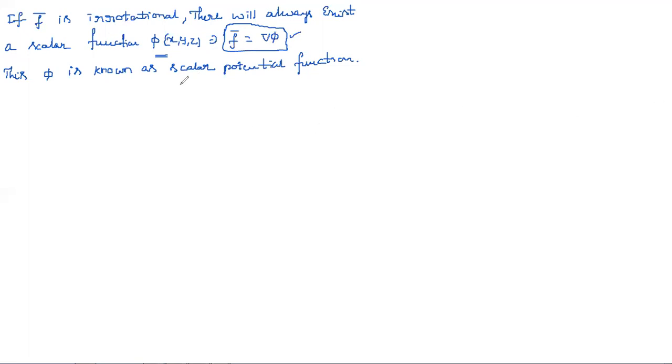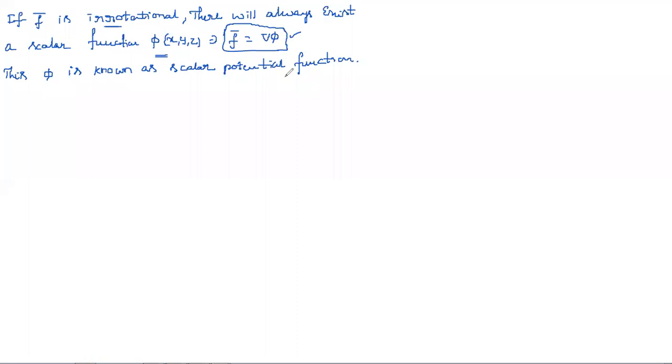But for calculating scalar potential function, first of all, the given vector must be irrotational. If it is irrotational, then only scalar potential function will exist. If this vector is not irrotational, obviously scalar potential function does not exist. So keep in mind, very important point in problems.